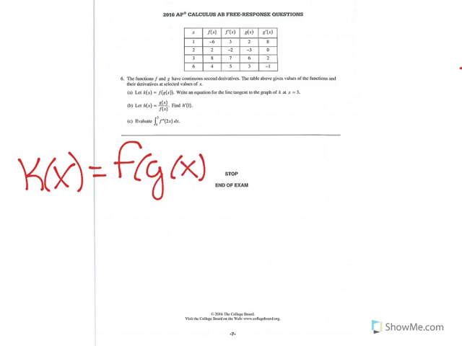Okay, so we have functions f and g are continuous. The table above gives values of the functions and their derivatives. They're saying let k of x equal f of g of x. So it's a general problem. Write an equation for the line tangent to the graph of k at x equals 3.